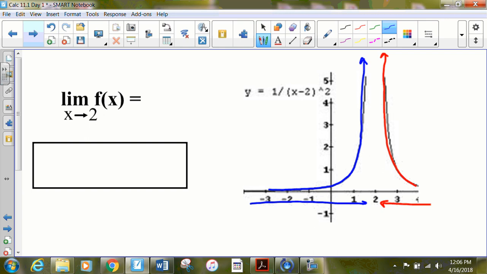The only way a limit can exist is if from both directions, when x is approaching the x value from the right and from the left, they both approach the same y value. Only then can a limit exist. But here, infinity is not a value, right? It's more like a concept. And so we're going to say it does not exist, and it's because they're shooting up to positive infinity.